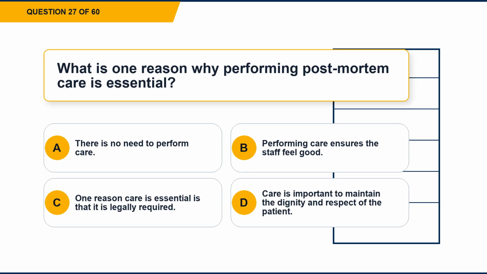Question 27. What is one reason why performing postmortem care is essential? Option A. There is no need to perform care. Option B. Performing care ensures the staff feel good. Option C. One reason care is essential is that it is legally required. Option D. Care is important to maintain the dignity and respect of the patient.